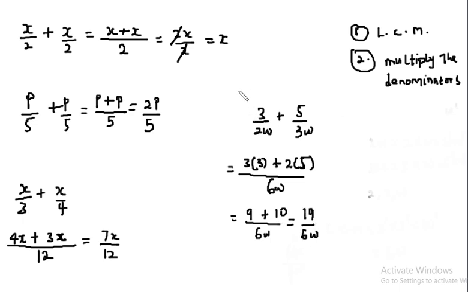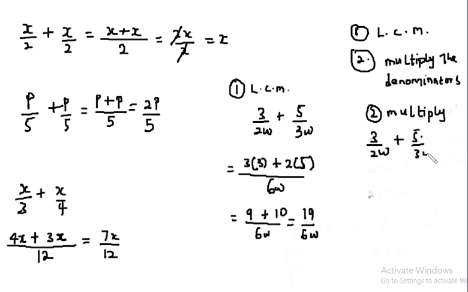Remember, we did this one using the LCM. So how do we do it if we were just to multiply the denominators? I'll rewrite the question again. So this will be 3 over 2w plus 5 over 3w. From here, I would multiply the two denominators. So this will be 6w squared.